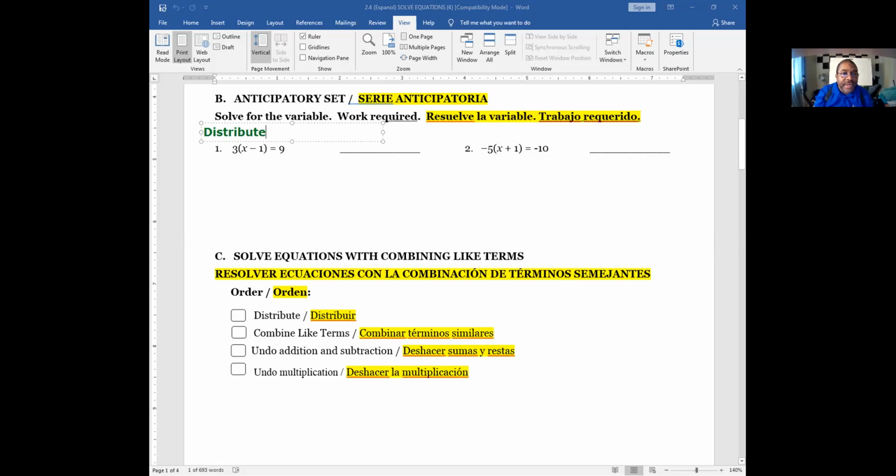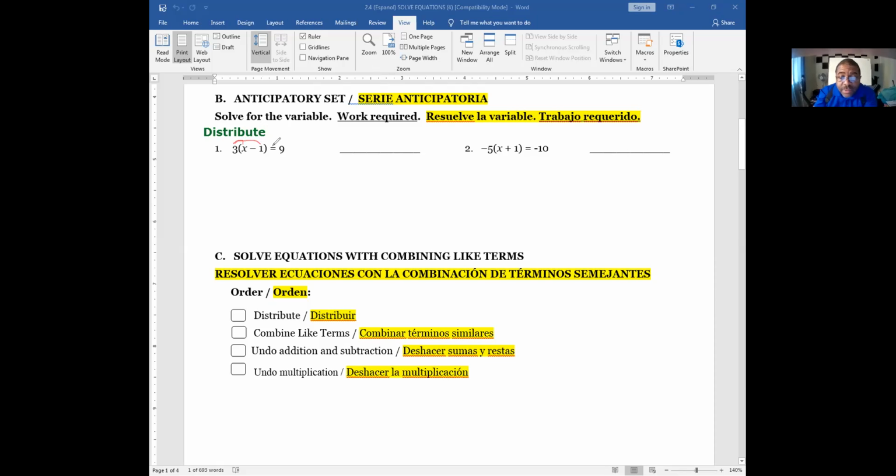All right, so we're going to distribute. When we distribute, we take the number outside of the parentheses, the 3, and multiply it onto the variable and then onto the constant. Notice that it's 3 times x, and then 3 times -1.